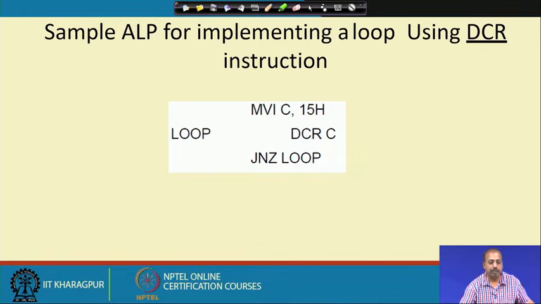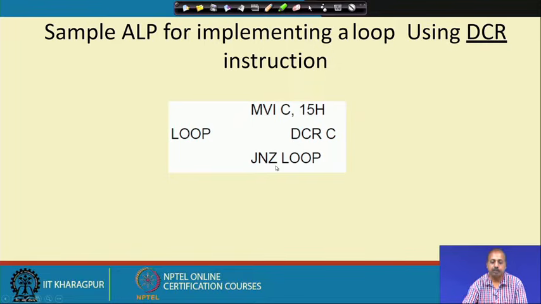A sample assembly language program for implementing this loop using the decrement instruction, DCR instruction, is like this. We move immediate C comma 15 hex. So the C register gets the value 15 hex, then we decrement C and jump on not 0 to loop. So we are decrementing the value of C, and it will become 14 hex, 13 hex, 12 hex like that. Till the value is 0, the control keeps coming back to this decrement instruction, and when the value becomes 0, it comes out of the loop.